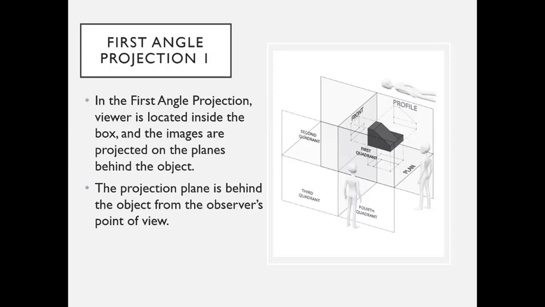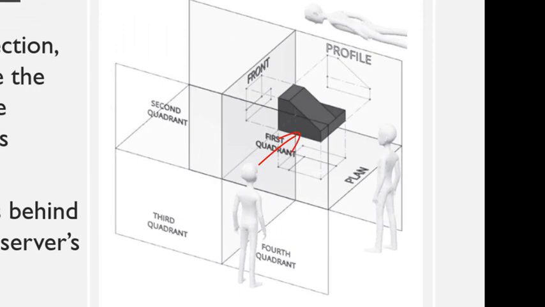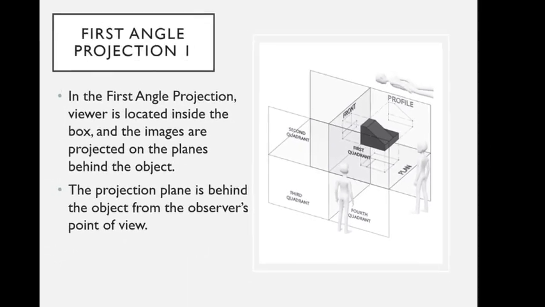The object is located in the first quadrant. In this case, instead of projecting the image, imagine you observe the object in a certain direction and draw what you're seeing on the paper attached on the wall behind the object. So in this case, the object is between the paper and the observer.